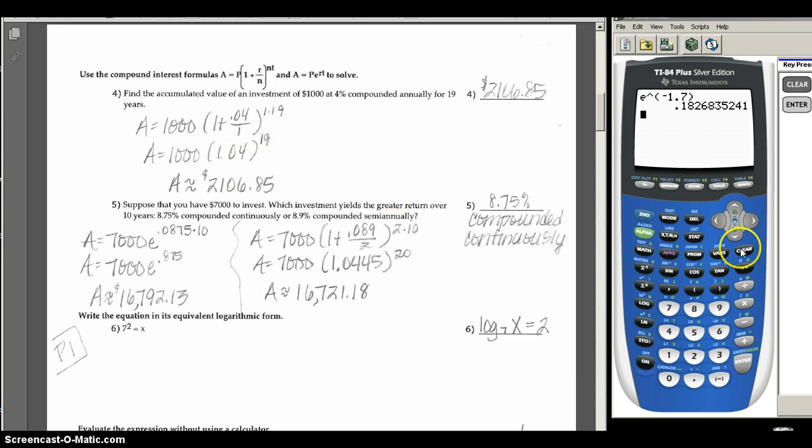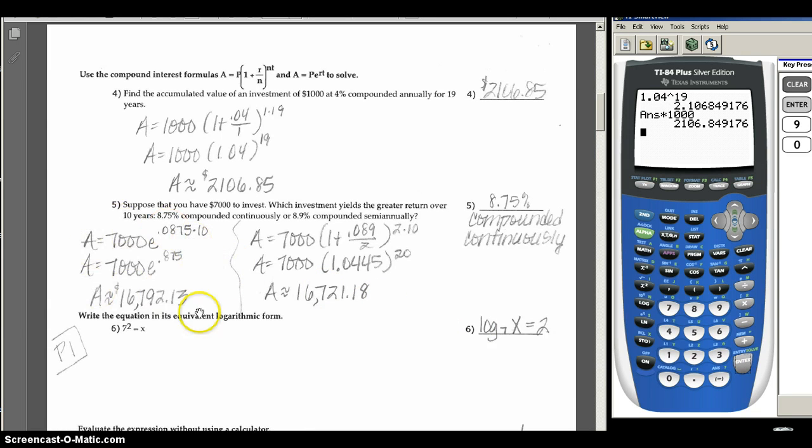Then when I put it in my calculator, I usually just put in what's in parentheses first, 1.04 to the 19th. And that gives me a decimal, and then I take that times my principal, which gives me $2,106.85.